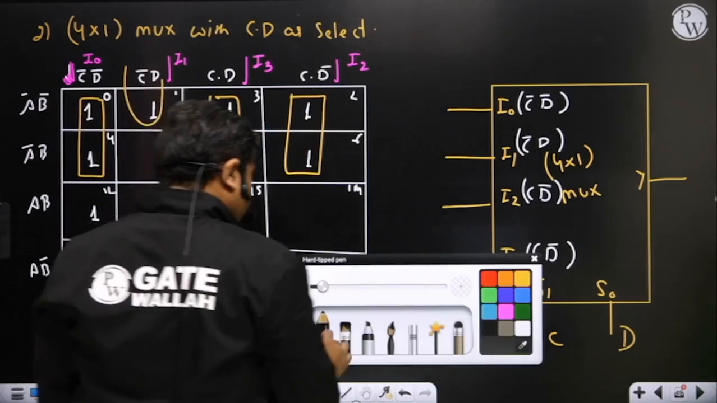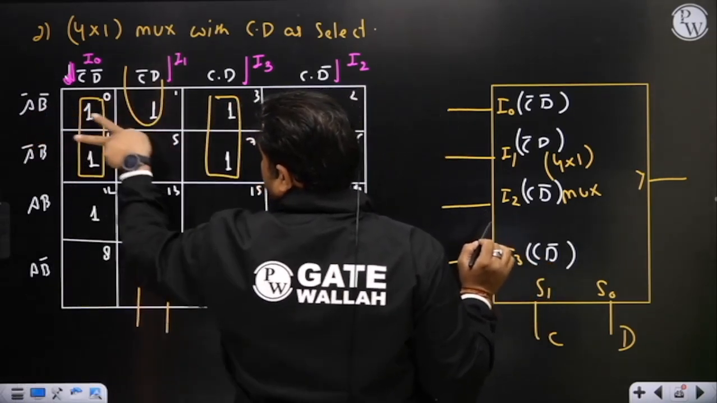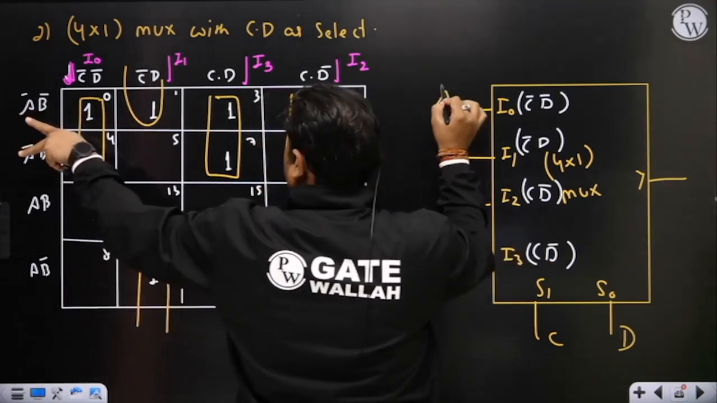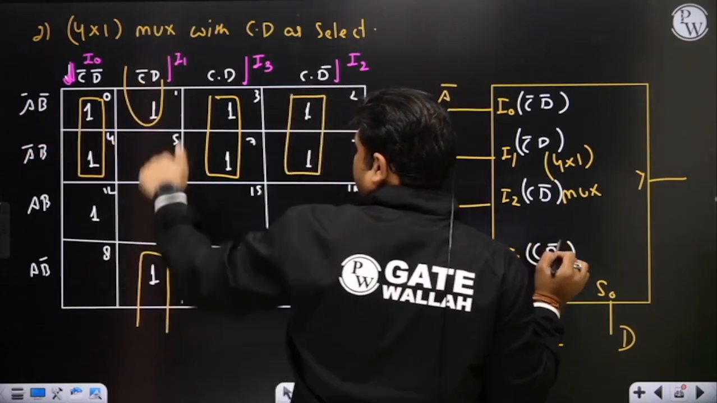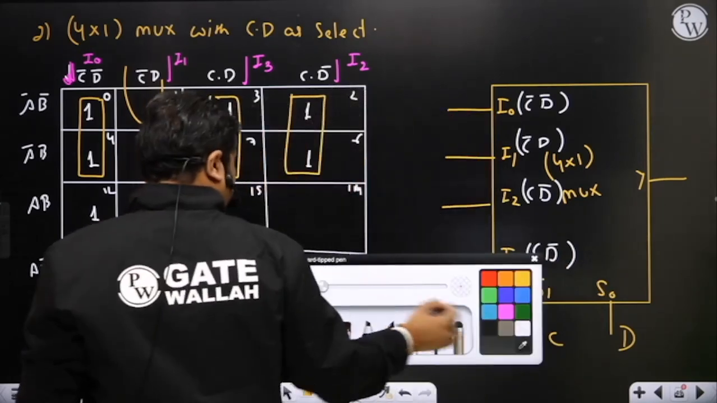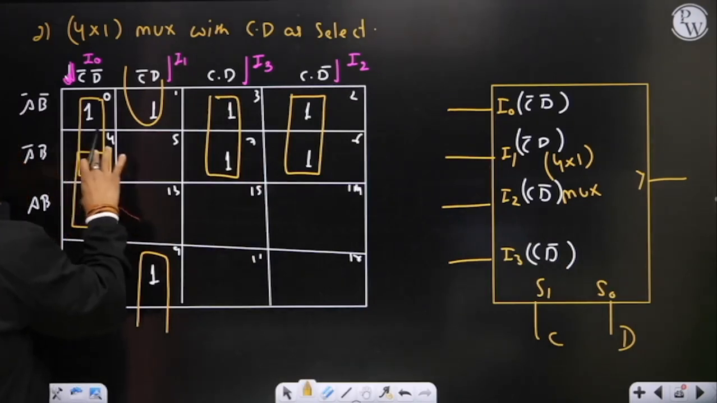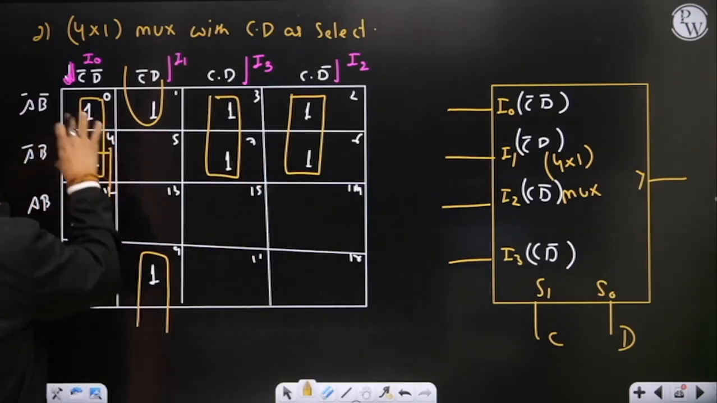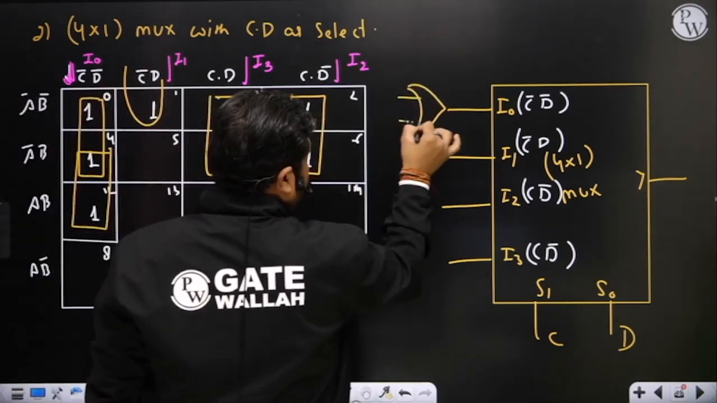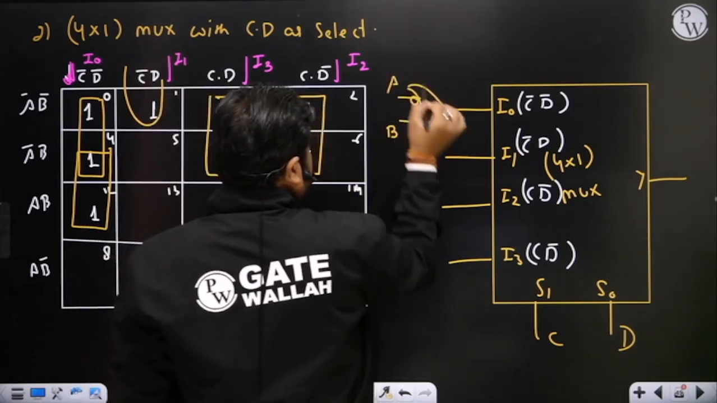From this pair, what is common? Only you have to observe this AB. Sir, A bar is common. Great. From this pair, what is common? Sir, A bar, and also we have one more common in this row. Sir, we have this pair also. So, what is common here? Sir, B. So, A bar and B. A bar plus B. We need one OR gate. This is A bar plus B.